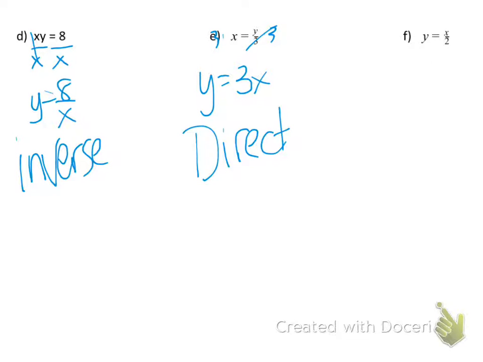And this last one, we don't really have to multiply or do anything. You just have to realize that x over 2 is actually the same thing as 1/2 of x. And so that also is direct variation.